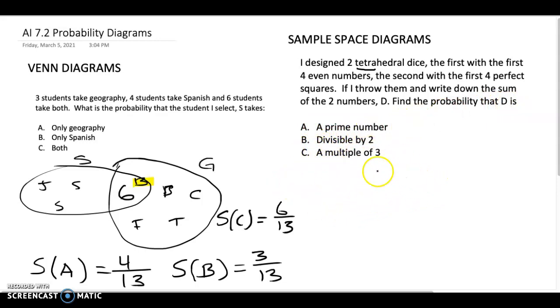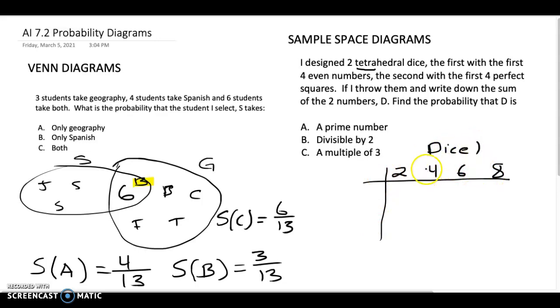And so when we make these diagrams, first we take the first dice. So we would probably make a table. I used Excel when I made the example for class. And then we're just going to put our different answers. So the first four even numbers are 2, 4, 6, and 8. That's one dice. This is dice one.